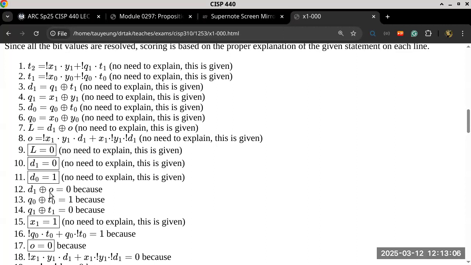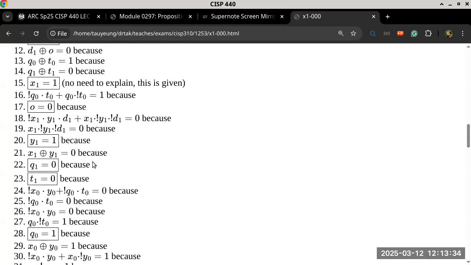So now I want to know why D1 exclusive OR with O is also a zero. In this case, it is because of how D1 exclusive OR with O is actually defined. So there's an equality here. And we also know that L itself is a zero. So between 7 and 9, we can deduce 12. So the entire exercise is about this.